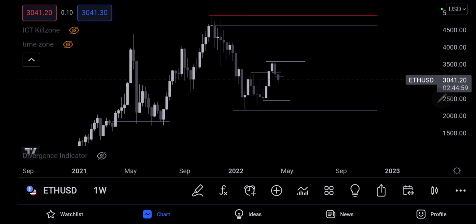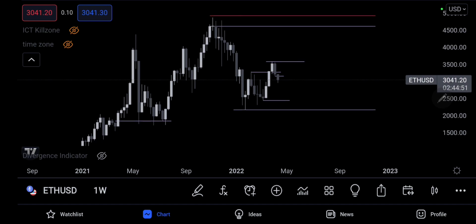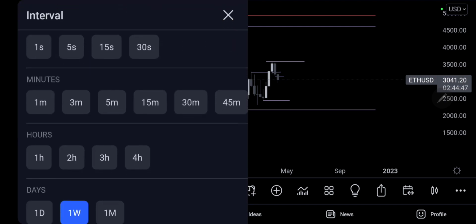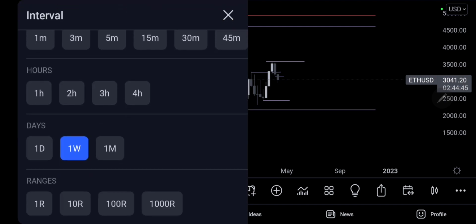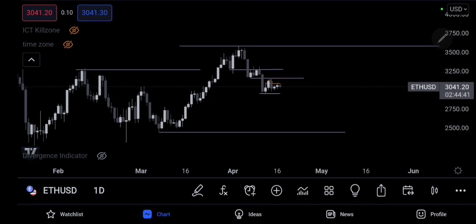So this is exactly how I do mine. I'm always going to have at least two different approaches to how I look at things, and that's okay. So then we go down to the daily. Now the monthly and weekly are something that take a little bit more time to play out.